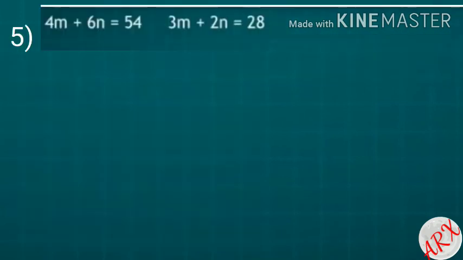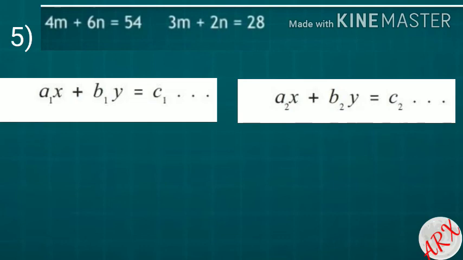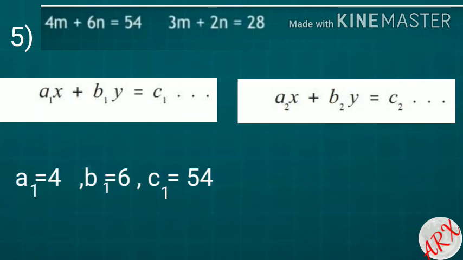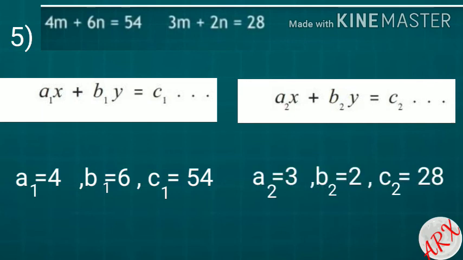Question number 5. 4m plus 6n equal to 54 and 3m plus 2n equal to 28. First, we will compare these two equations with the general form of linear equations in two variables, that is a1x plus b1y equal to c1 and a2x plus b2y equal to c2. So we get a1 equal to 4, b1 equal to 6, c1 equal to 54, a2 equal to 3, b2 equal to 2 and c2 equal to 28.